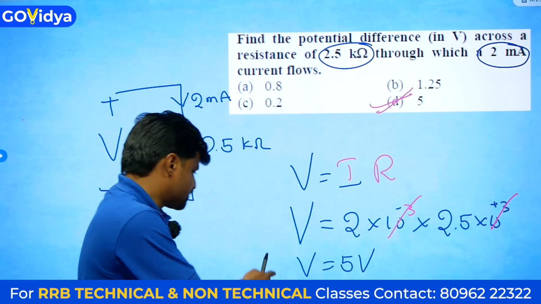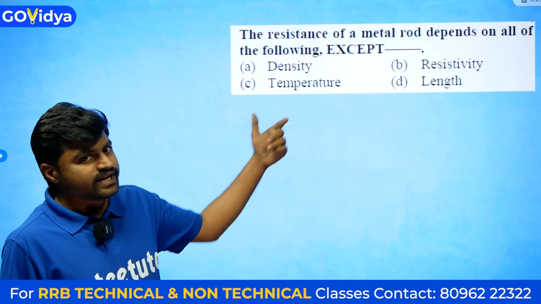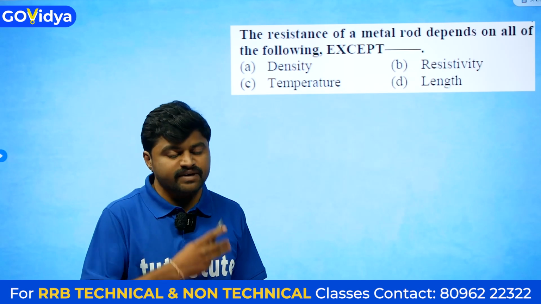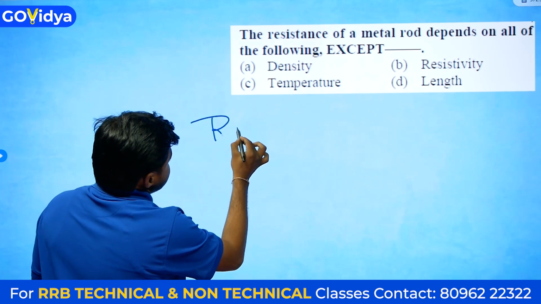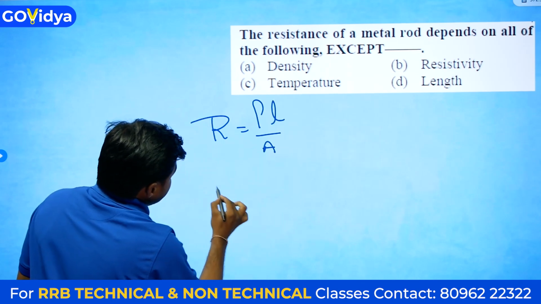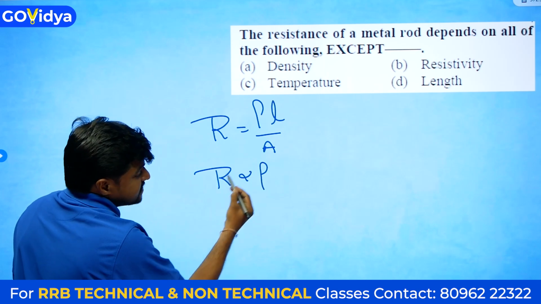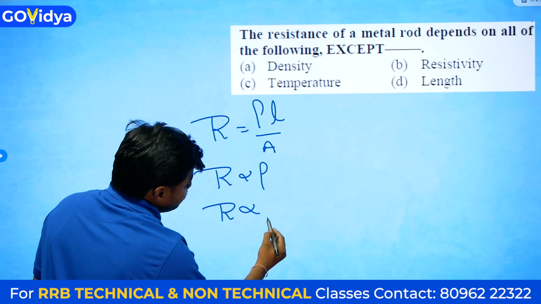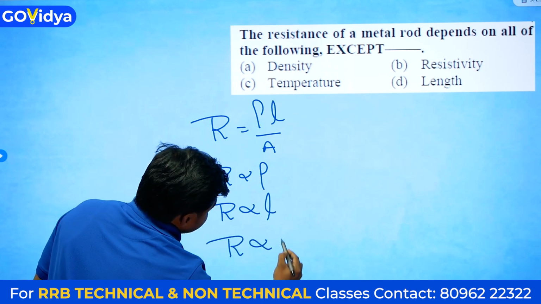Next question. The resistance of the metal rod depends on all of the following except. We will discuss which parameters resistance depends on and which it does not. R is equal to rho L by A. R is directly proportional to resistivity, directly proportional to length, and inversely proportional to area.